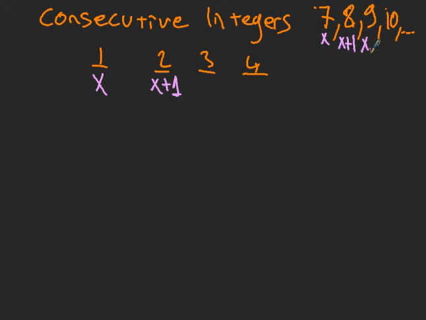Now, what is the next one? x is 7. x plus 2. What is the last one? x plus 3. So, what is the idea here? To get the next, you always put plus 1, plus 1, plus 1. You always put plus 1 to get the next number, okay?